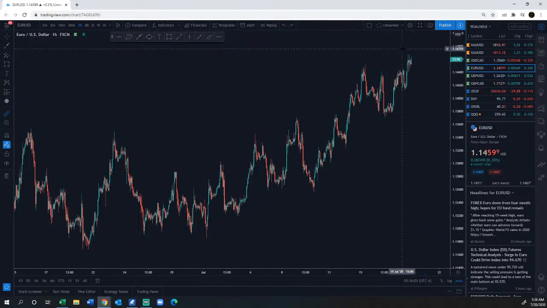I do expect 115 to be kind of respected. If it does hit that level, then we could see price consolidate around that area. Nothing much happens. Maybe reject it, maybe respect it.